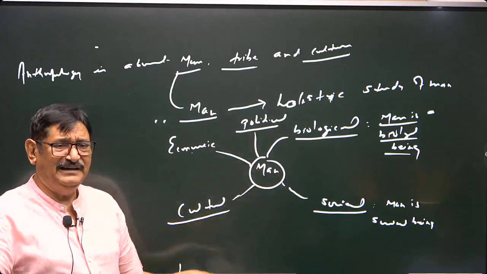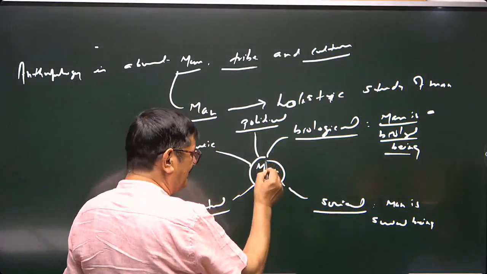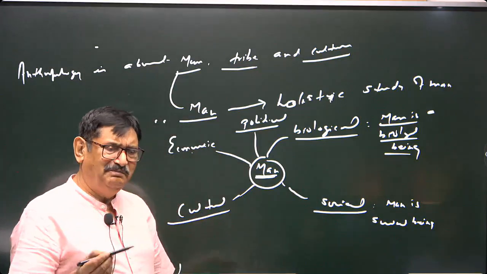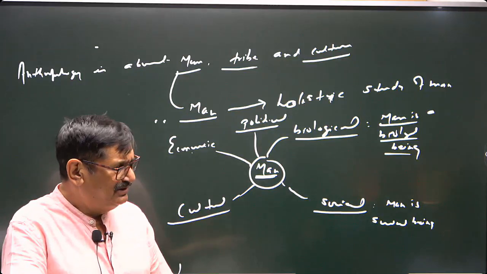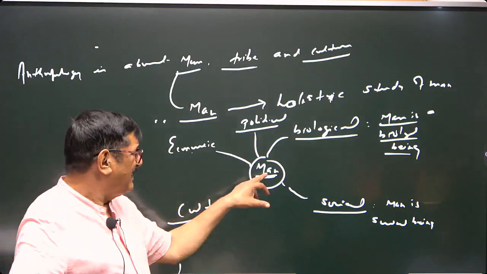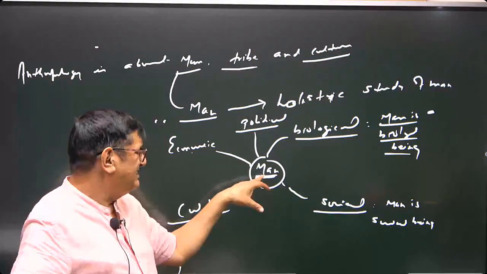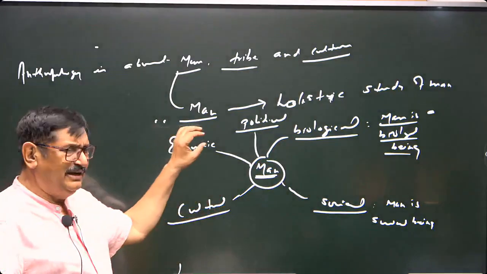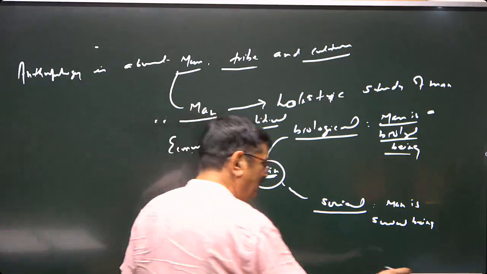Your syllabus is divided into five lines. The central focus of anthropology is man. Man means human being, male and female both. So our focus is to study man, and we do a holistic study of man. Holistic means we study man from biological, social, cultural, economic and political points of view. Other disciplines only focus on one or two aspects of man.